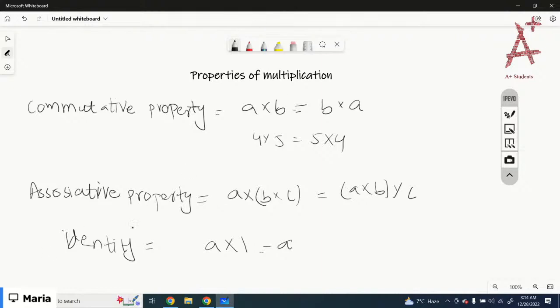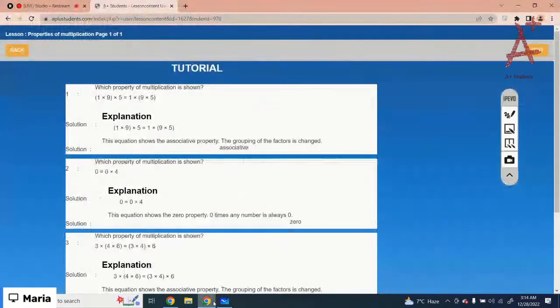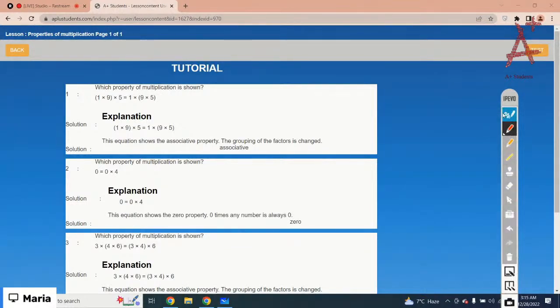So let's just start. Okay, which property of multiplication is shown? Here you have three numbers involved. Both sides have the same numbers. So whenever three numbers are involved in any property, that means it is the associative property, or if both sides have the same numbers. Like here you have 1, here you have 1, here you have 9, here you have 9, here you have 5, here you have 5. If both sides of the equality have the same numbers, that means it is the associative property. Got it?